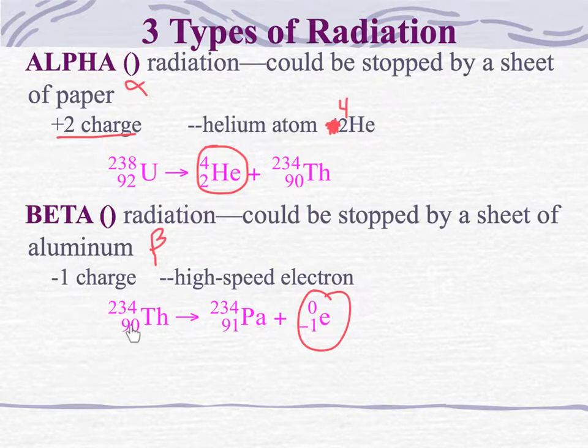So once again, we just do the math so that the numbers on bottom and top here will add up on both sides of the arrow. So that's why this was 91, because 91 minus 1 equals 90. And then 234 on top, because 234 plus 0 equals 234.